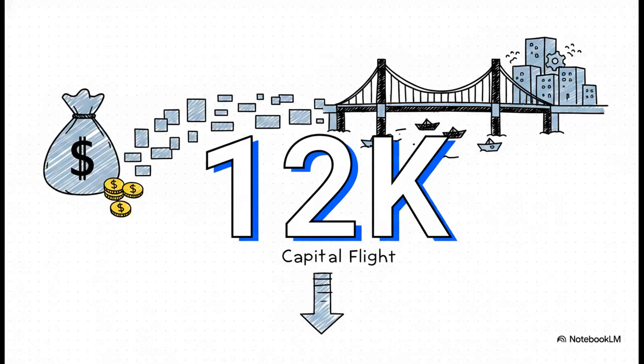Get this, right now, an estimated 11,000 to 12,000 tau is leaking out of the Bittensor ecosystem every single day. That is just a massive amount of capital flight. And why is it happening? Because users and developers who just want to lock in some gains or secure a bit of stable value are forced to bridge out to external centralized exchanges. They're literally having to leave the network just to find some stability.